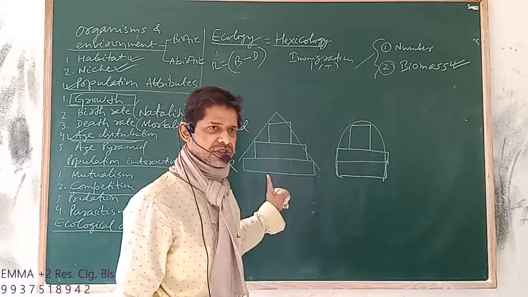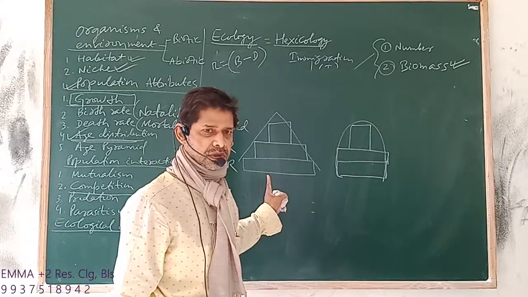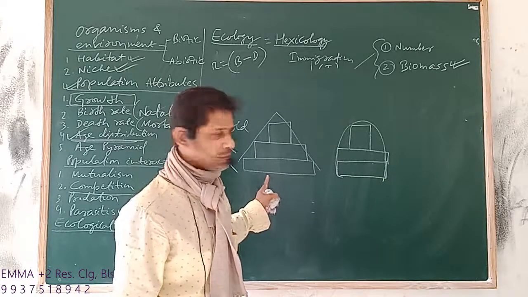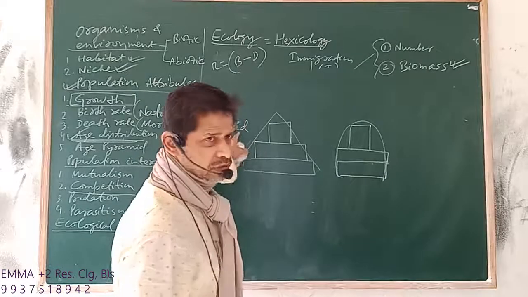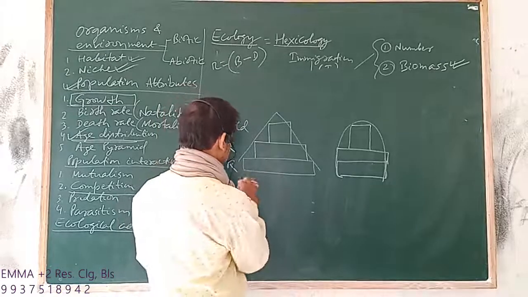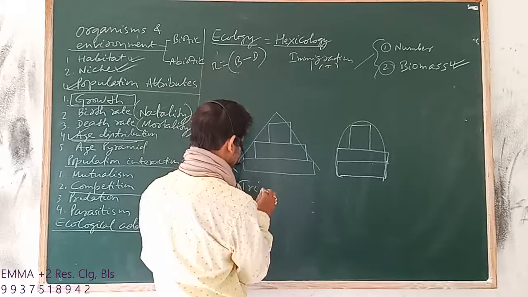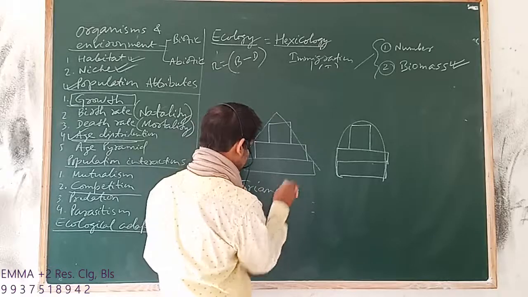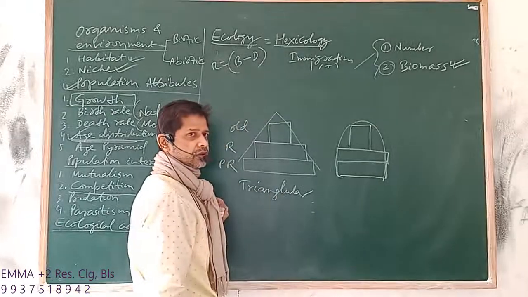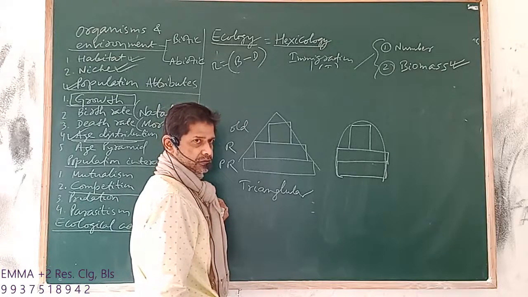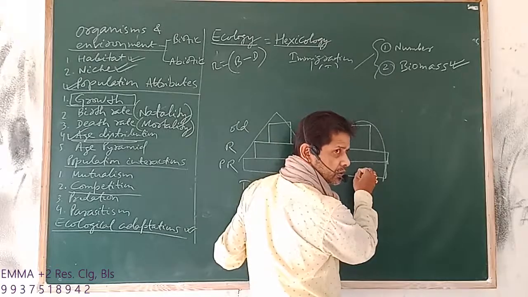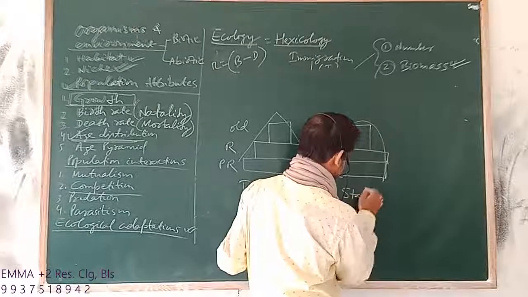This is the age pyramid. The age pyramid is the graphical representation of the various ecological age groups. When it is triangular, this can be one more question, what can you conclude? The population is expanding. When it is bell shaped, what will you conclude? The population is stable.